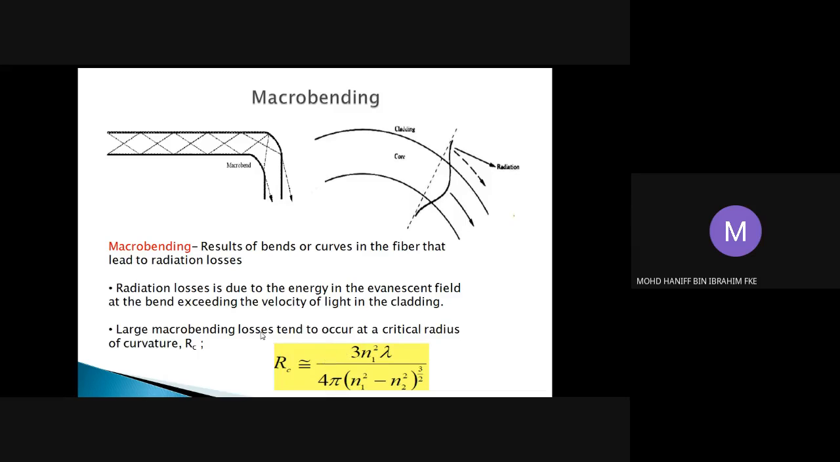Okay, and the radius of curvature, RC, is given by this equation, 3 n1 squared lambda, where n1 is the core index, lambda is the operating wavelength, and n2 is the cladding index. So basically this is the equation for the radius of curvature for a multi-mode fiber. For single-mode fiber, there's a different equation, but I'm not going to cover that in this lecture. So what we have here is the equation of critical radius of curvature for a multi-mode fiber.